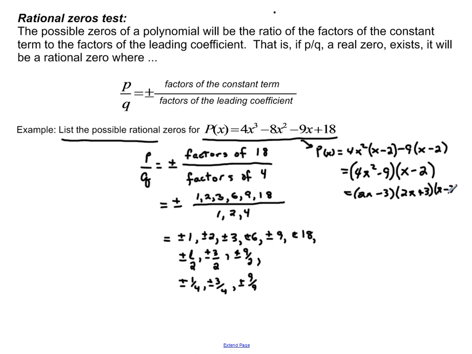And so what have we just discovered? That our zeros are actually at x equals 3/2, and that's on this list, x equals negative 3/2, which is also on that list, and x equals 2. So there are rational zeros to this polynomial, and they are at values that are on this list. That's it. That's what we're trying to find. Okay, more tests to come.